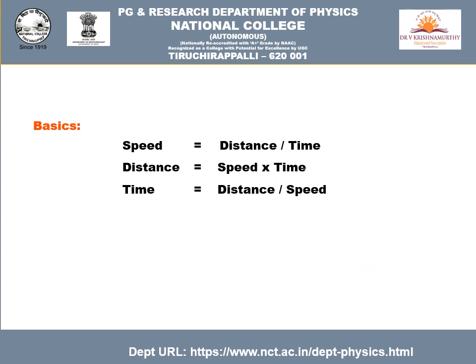Let me start with the basics. Speed of an object or a vehicle is defined as the distance traveled by it during a particular duration of time. That is, speed is equal to distance over time. From this we can derive the other two parameters, namely distance is equal to speed multiplied by time and time is equal to distance divided by speed.